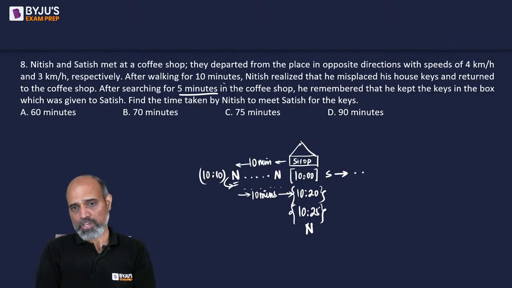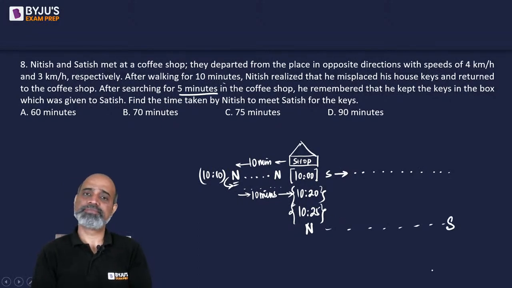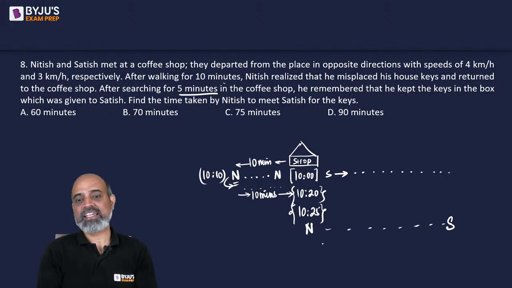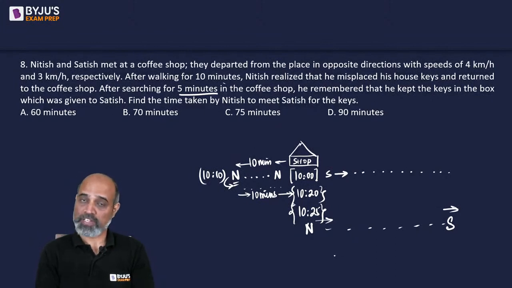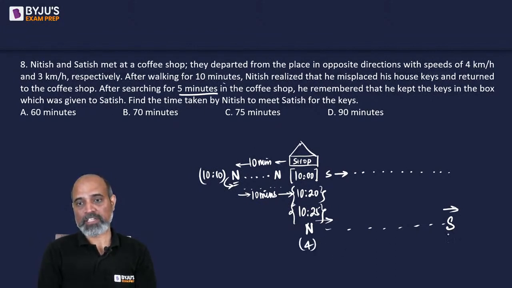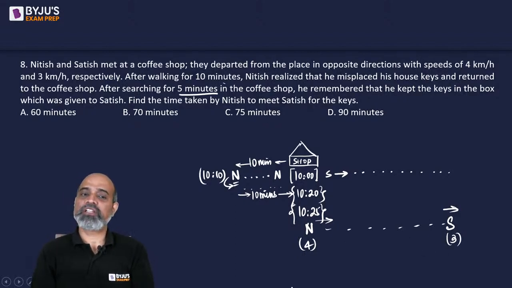Satish भाई साहब रुके हुए थोड़ी थे. Satish must have moved along. So Satish must have reached certain distance. Suppose Satish reaches here. Now, he remembers that it is with Satish. So Satish is moving in this direction. Nitish is moving in the same direction as Satish is. Nitish की speed अपन के पास 4 है, Satish की 3 है. So question is, in how much time will he catch Satish for the keys?